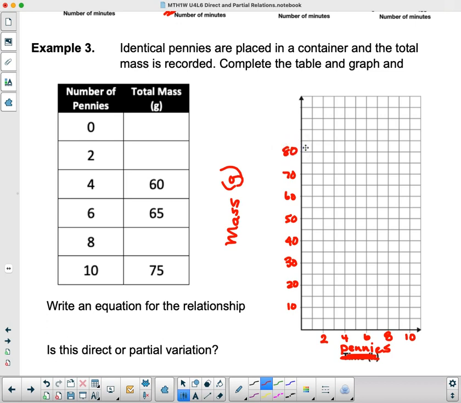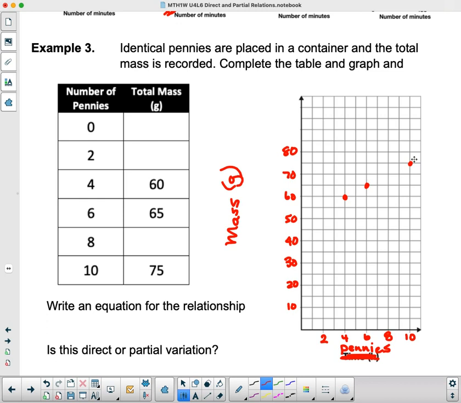So let's take a look here. I can put on 4 and 60. So we go 4 and all the way up to 60. And then I can do 6 and 65. So 6 up to 65. And then I can do 10 and 75.